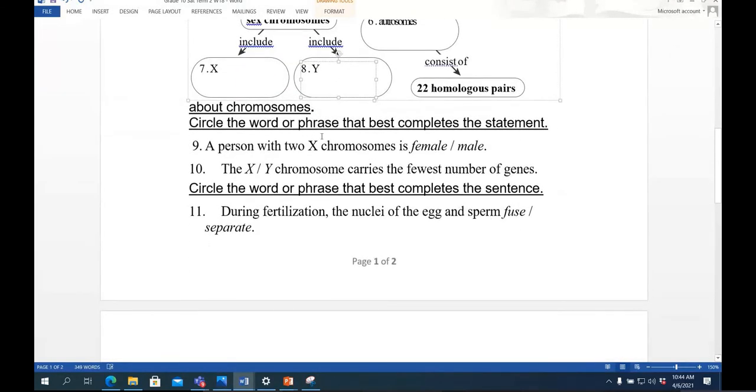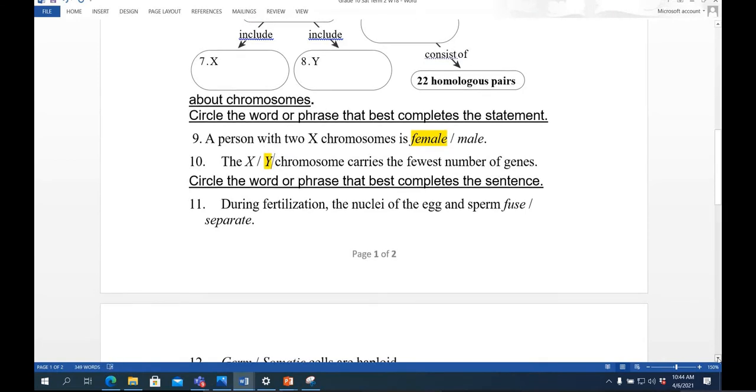Let's move on to question 9. Circle the word or phrase that best completes the statement. Number 9, Leen, could you please answer? A person with 2 X chromosomes is female. It is a female. Perfect. Number 9, Layan. 10. The Y chromosome carries the fewest number of genes. Perfect. It is the Y chromosome that carries the fewest number of genes.